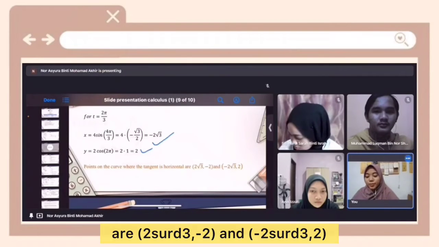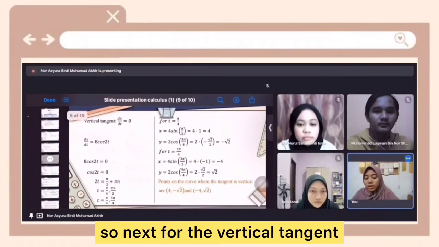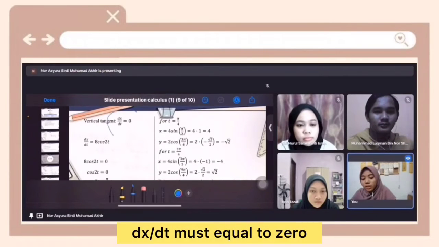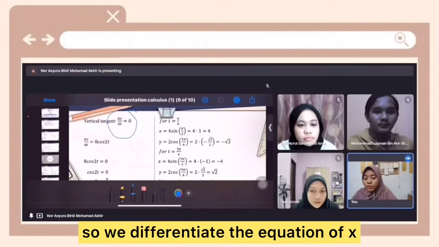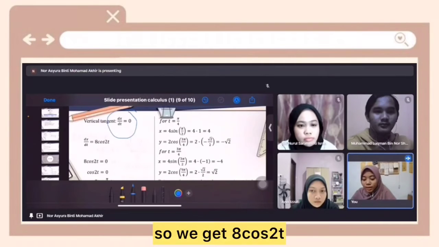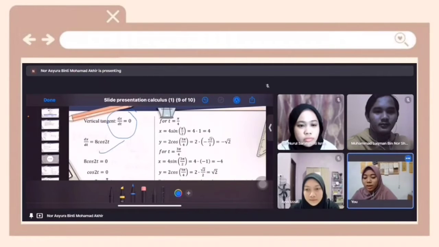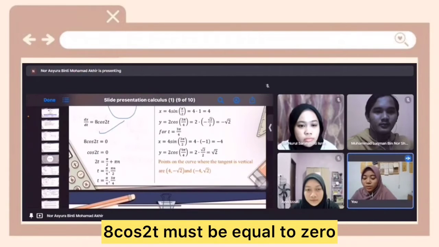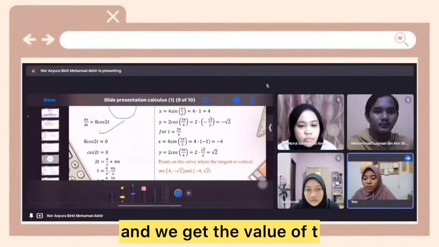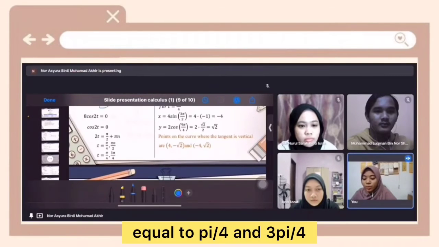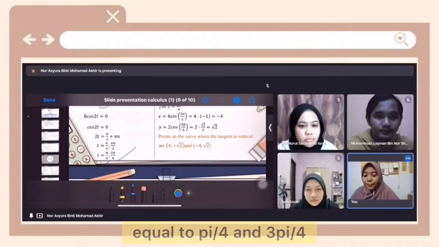So the points on the curve where the tangent is horizontal are (2 sec 3, negative 2) and (negative 2 sec 3, 2). Next, for the vertical tangent, dx over dt must equal 0. So we differentiate the equation of x and we get 8 cos 2t. Then 8 cos 2t must be equal to 0, and we get t equal to pi over 4 and 3 pi over 4.